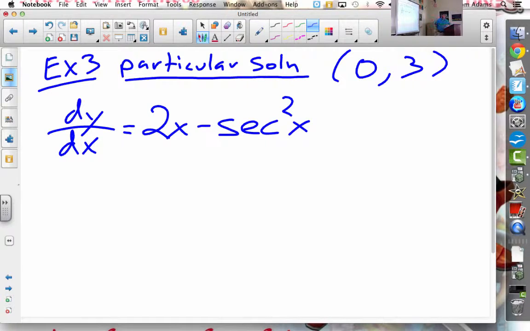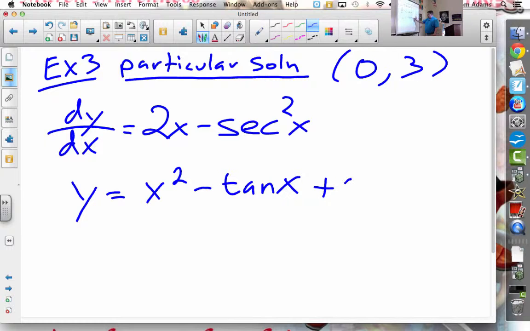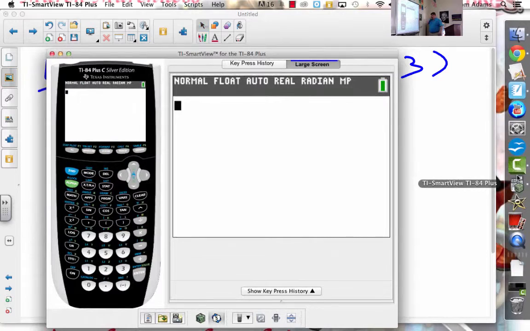So what we're going to do is take the antiderivative. dy dx, if we take the antiderivative as y, so 2x is the derivative of x squared, and secant squared is the derivative of tangent x. All right, you guys should know that. And then because it comes from a family of functions, we're going to put plus c. Now, I didn't do this yesterday, but I'm going to do it today.